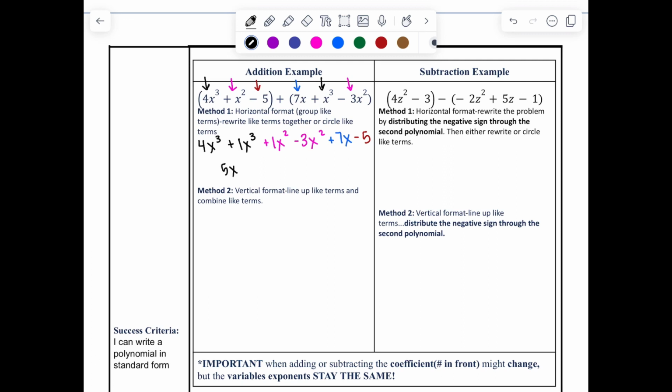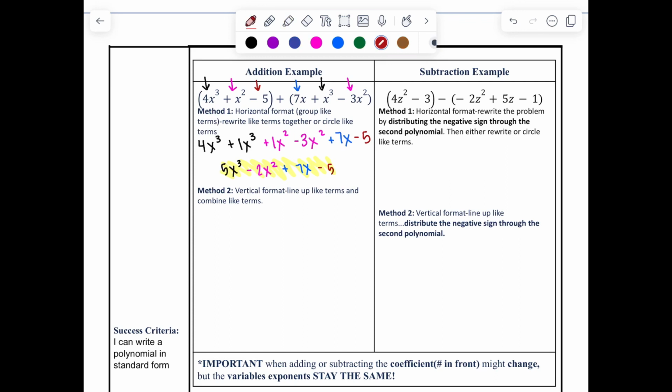And I color-coded so that I can just add the coefficients here. 4 and 1 make 5, and then I just copy on the x to the third. 1 minus 3 is negative 2, and I copy down the x to the second power. And then 7x and negative 5 are not like terms, so I can't actually combine anything there, and that's my final answer: 5x to the third minus 2x squared plus 7x minus 5.